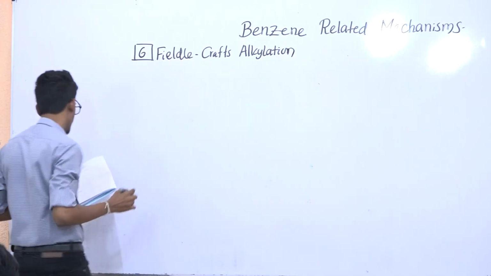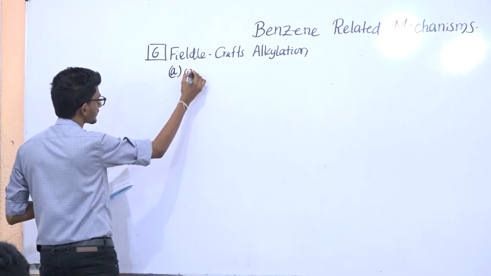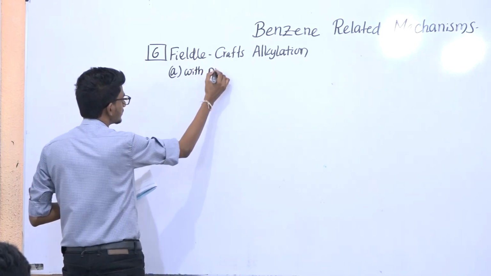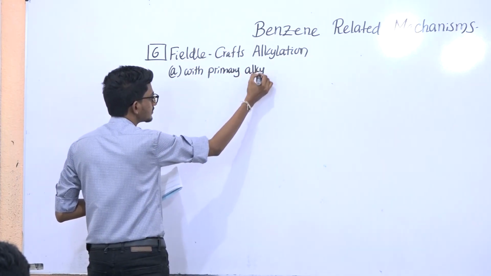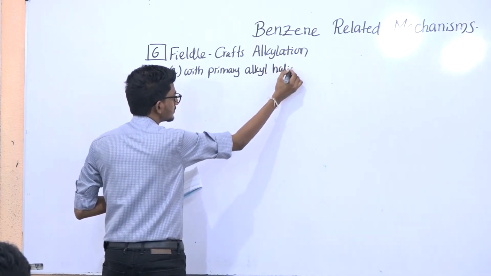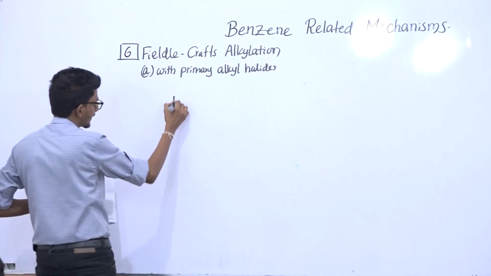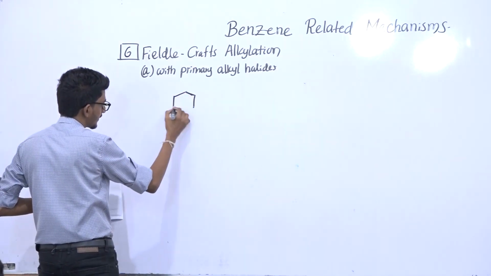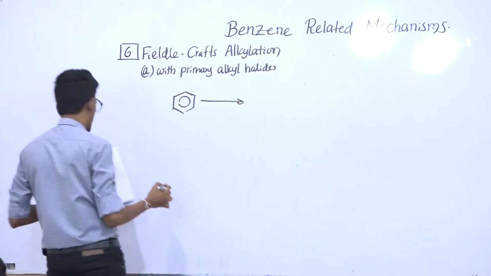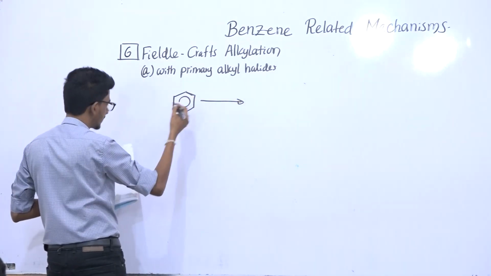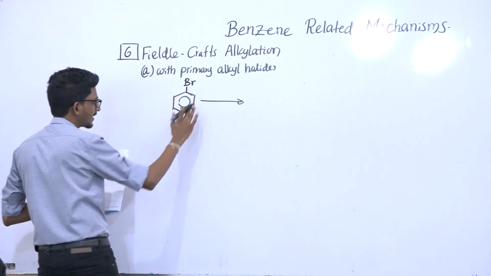Right, first is the primary alkyl halides. Right, so let's come up with such a reaction. So benzene is there, and a primary alkyl halide. Here they have used this one, they have come up with a good one, right? Some Br is also there, right?